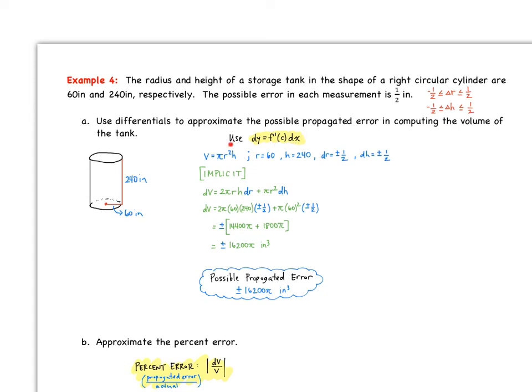Since we're talking volume, we need the volume of a right circular cylinder, so that's pi r squared h. We're given r is 60, h is 240, dr, or delta r, is ±1/2, and dh is ±1/2. So we need to use implicit differentiation here, one in terms of r, one in terms of h.